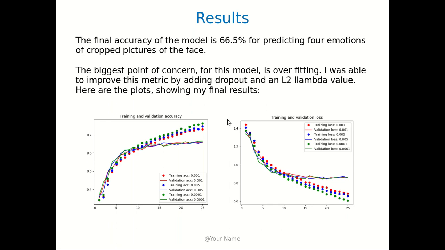And here are the results I found. The model had a final accuracy of 66.5% in predicting the 4 emotions. The biggest point of concern I had was overfitting. You can see that the validation accuracy is below the training accuracy. This should be able to be improved, but it was difficult given the nature of the data set. And I'll go into that a little bit later. And then here's my training loss. You can see again that it doesn't quite line up. One might expect this to line up better given how much data there was, but we'll continue on there.